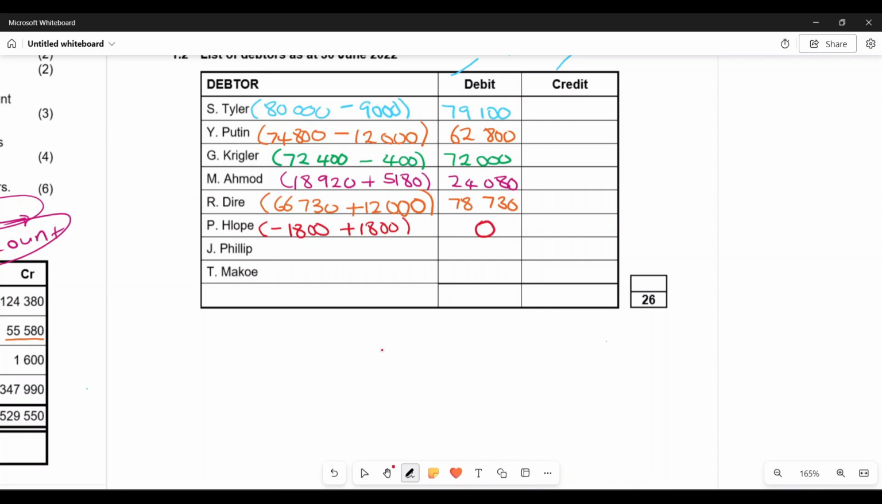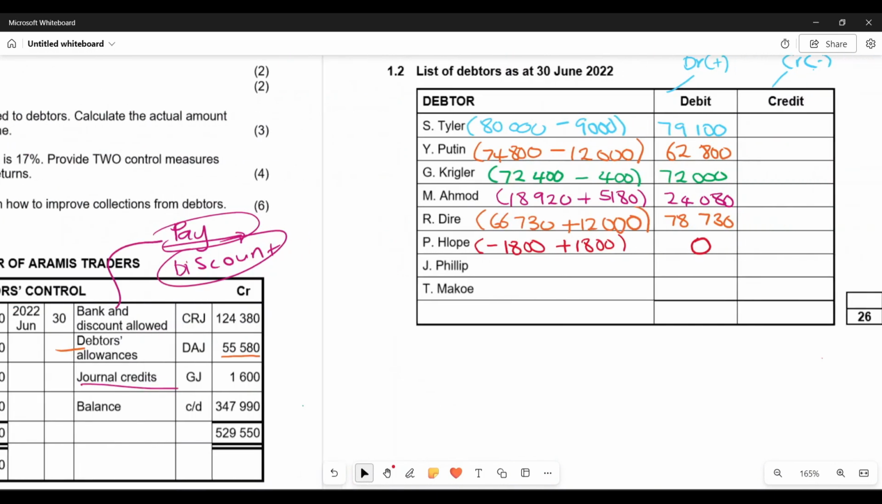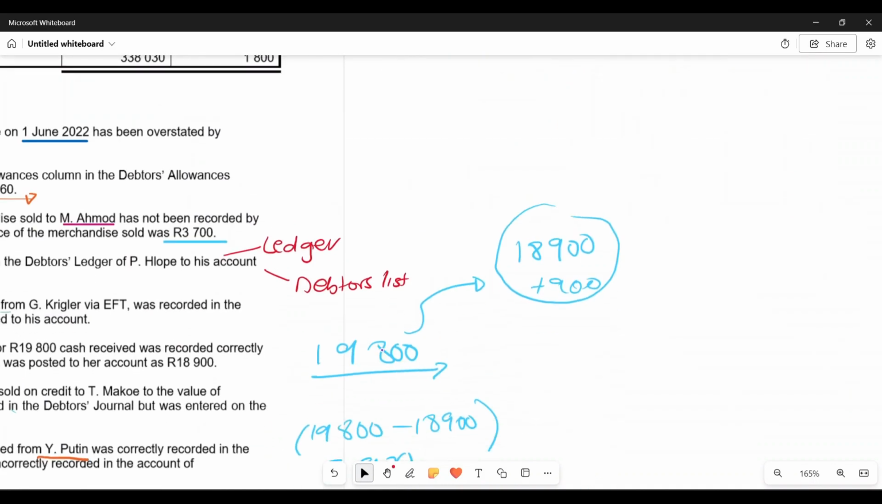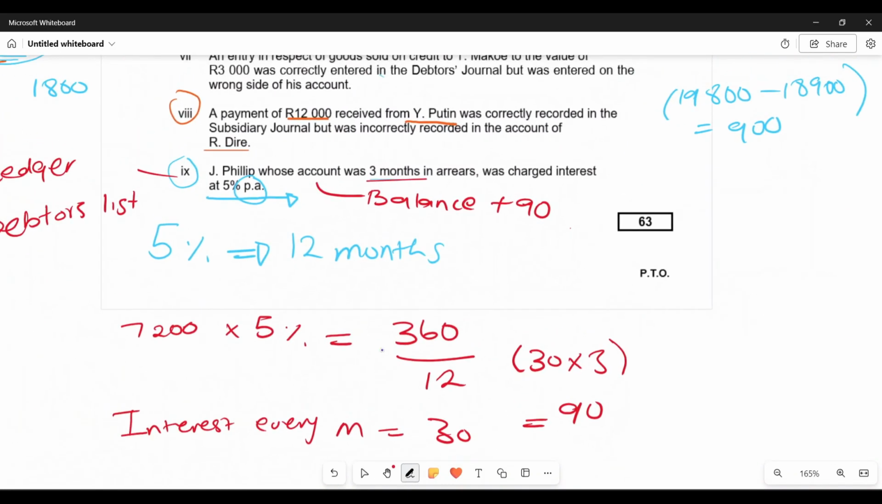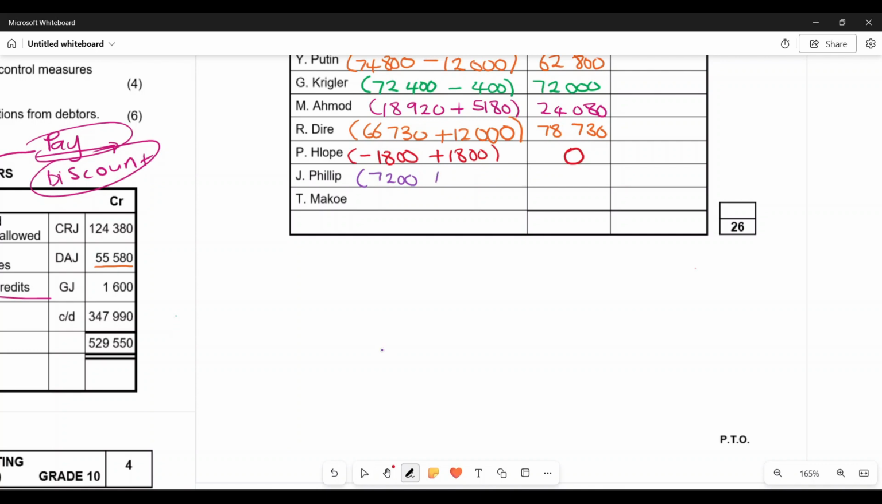Right. Now, J. Philip, the balance that I'm given with regards to J. Philip, how much is it? So it's 7.2. And any transaction relating to J. Philip? Yes, the last transaction, we charged him interest for 3 months. And as I've said, this interest we charged him, we would need to add it into his debtors list balance. Right. So here I'm going to add this 90. And as a result, the new amount this person would be owing us would be 7,290.